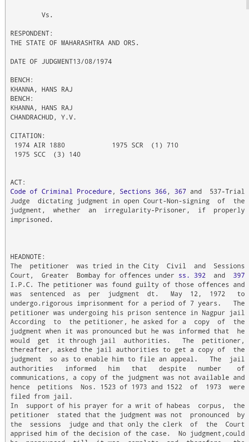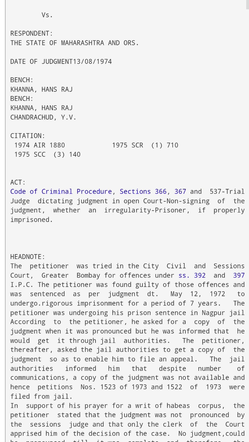Let's explain this step by step in the simplest way with more details. The case is about a man, petitioner, who was sentenced to 7 years in jail for robbery, but he had trouble appealing the decision because he couldn't get a copy of the judgment on time.